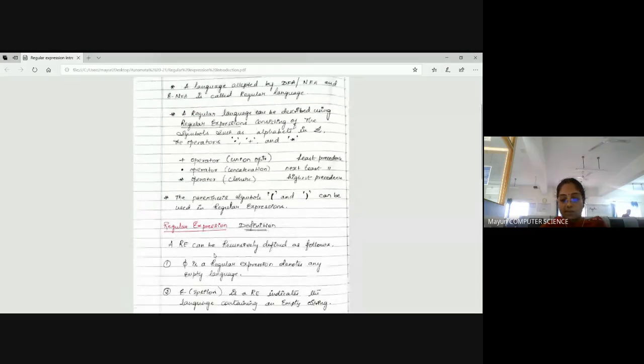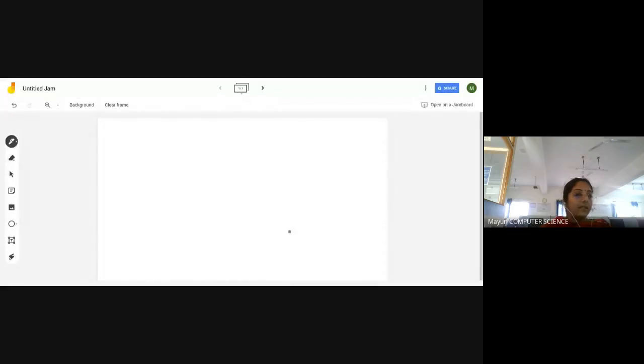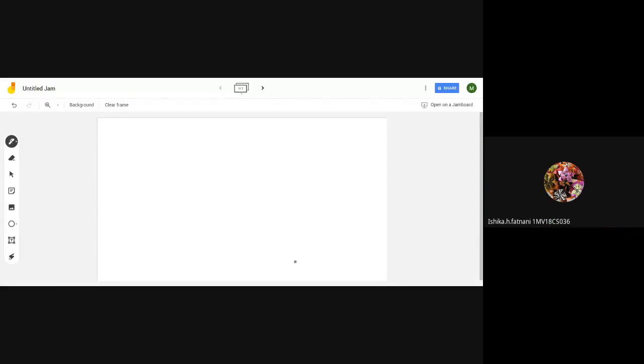Any doubt in the regular expression definition? No, ma'am. Fine. So now let me open the Jamboard. If it is visible, let me know. Yes. 1 second. We'll go for writing a few regular expressions. Is the Jamboard visible? Yes, ma'am. Fine.